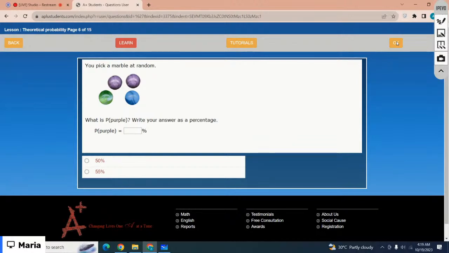Okay, the total marbles are four, right? Two of them are purple and two of them are other colors. That means 50% of the marbles are purple. The correct option is 50%.